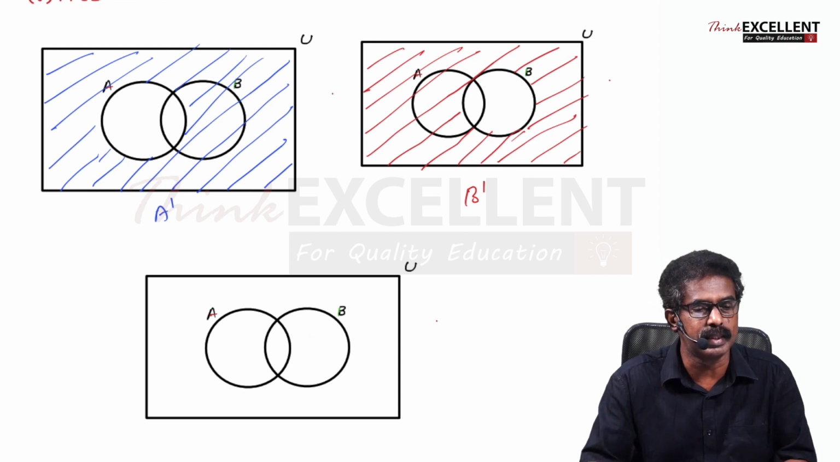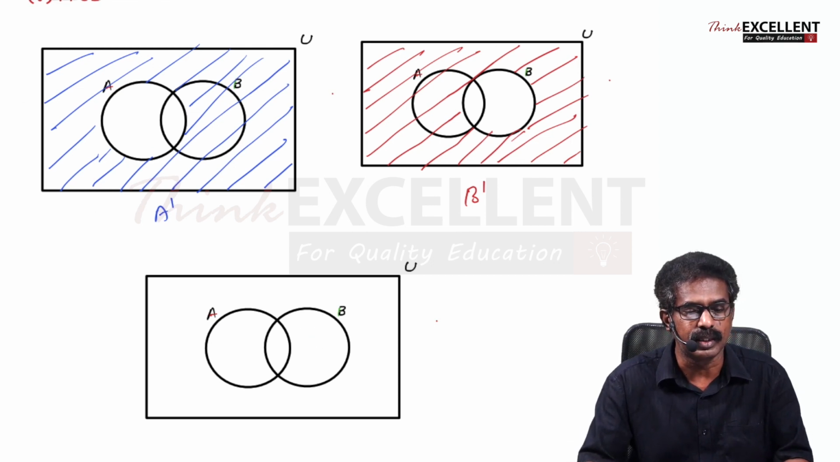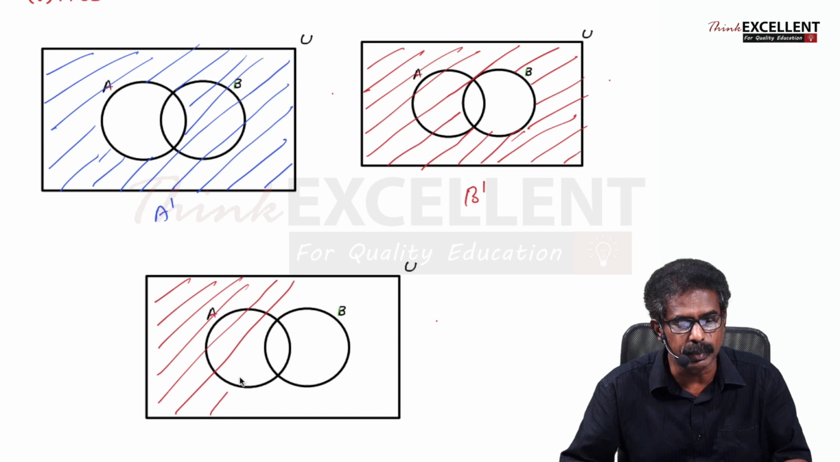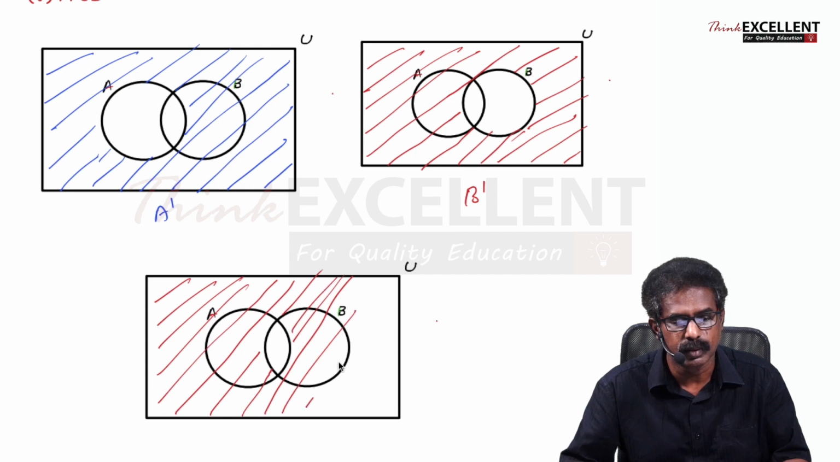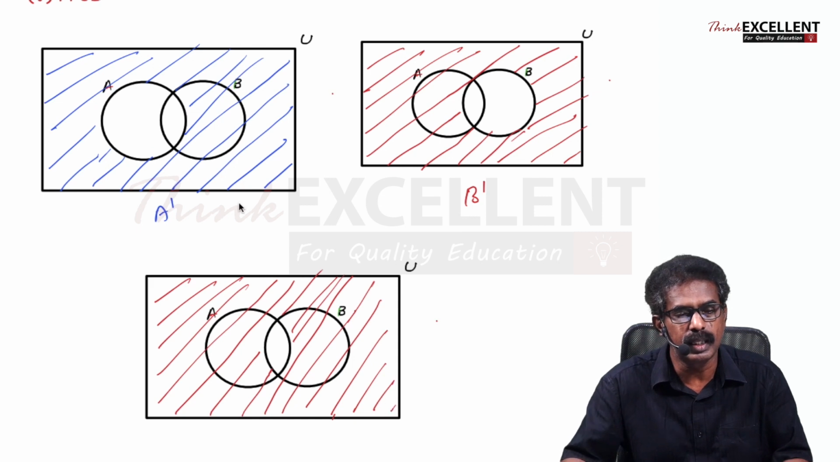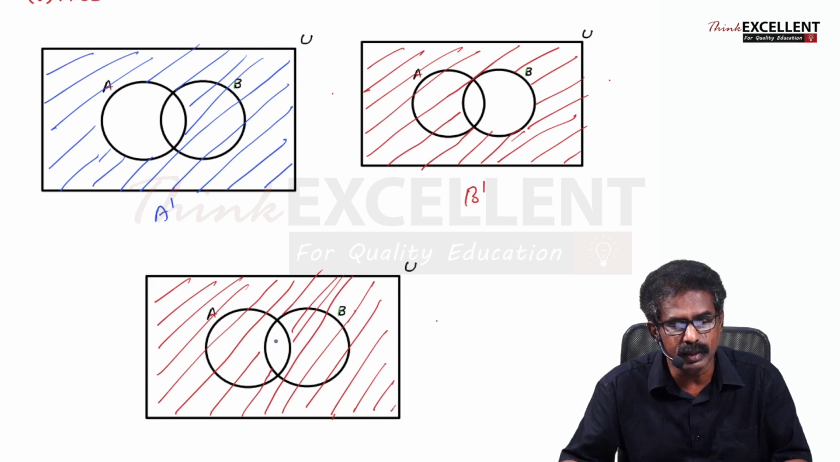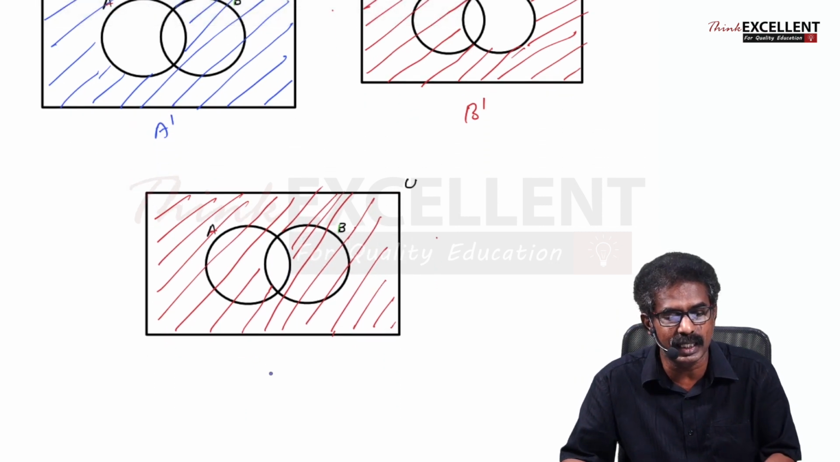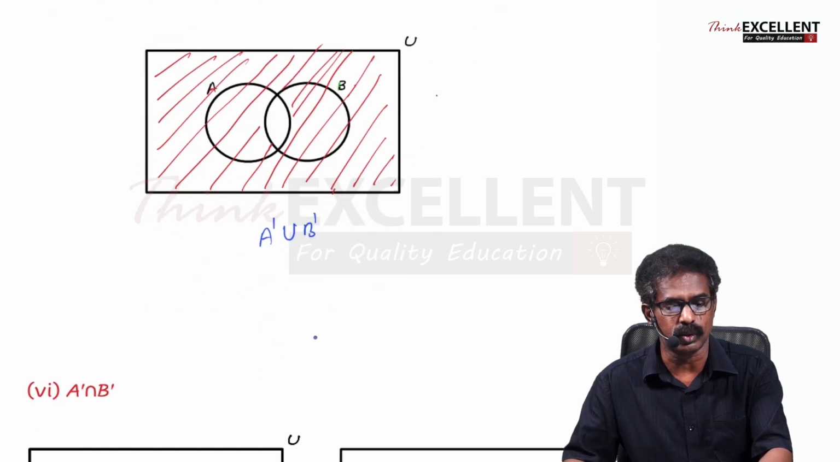That is A intersection B. That portion alone you leave, and you have to shade all the remaining portion. So that is the answer for A dash union B dash. Only one portion is left out, this portion. That alone you don't shade, all other portions. So what I shaded now is A dash union B dash. Hope you understood that.